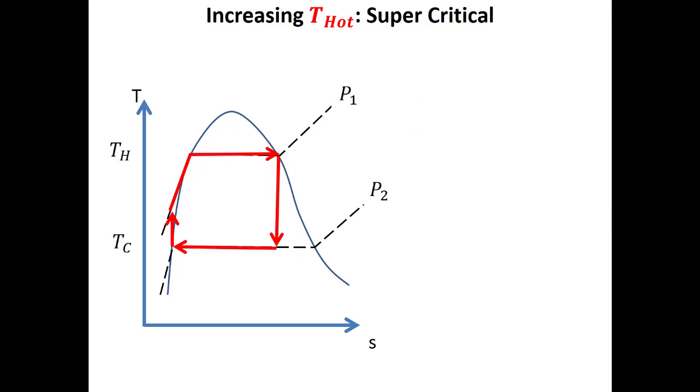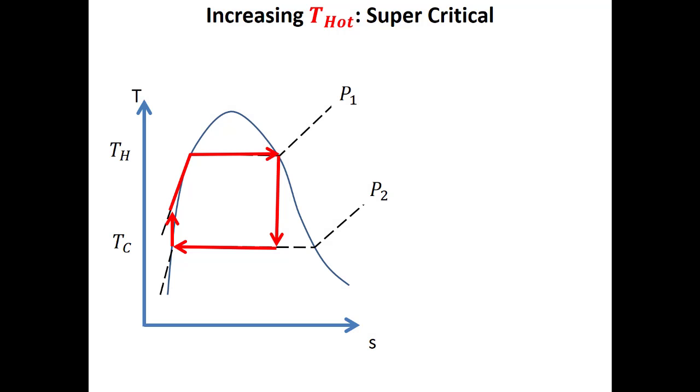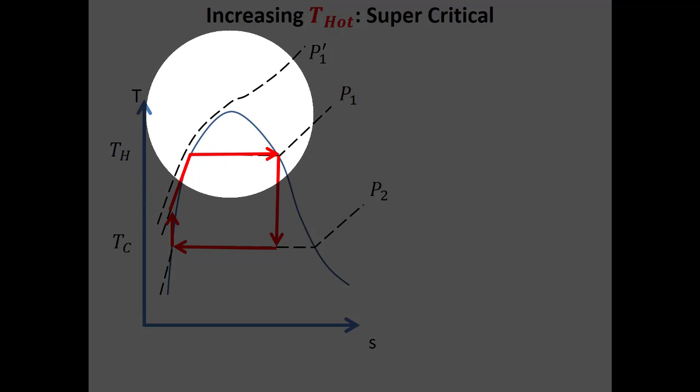There's another thing that we can do to increase T hot here, and that's got to do with increasing the pump power that we put in. So if we increase the pressure here, we can even get to a point where our pressure is higher than the critical pressure. Now remember, the critical pressure would be the pressure line that just kisses the top of the vapor dome here, right?